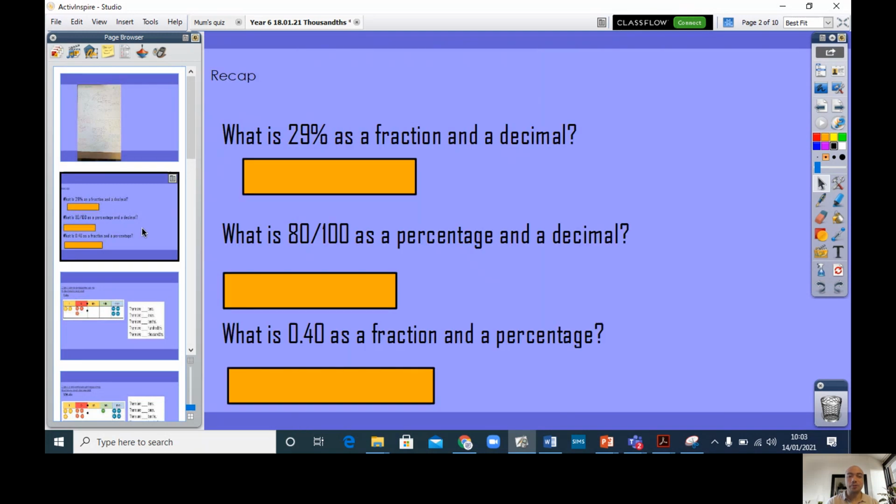Okay, so first of all, let's recap our previous lesson of percentages, fractions, and decimals. So could you pause the video and please have a go on the questions on the screen.